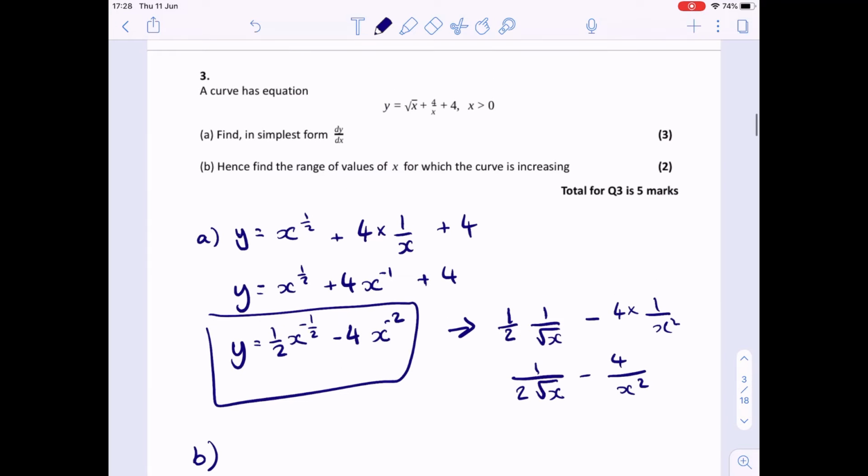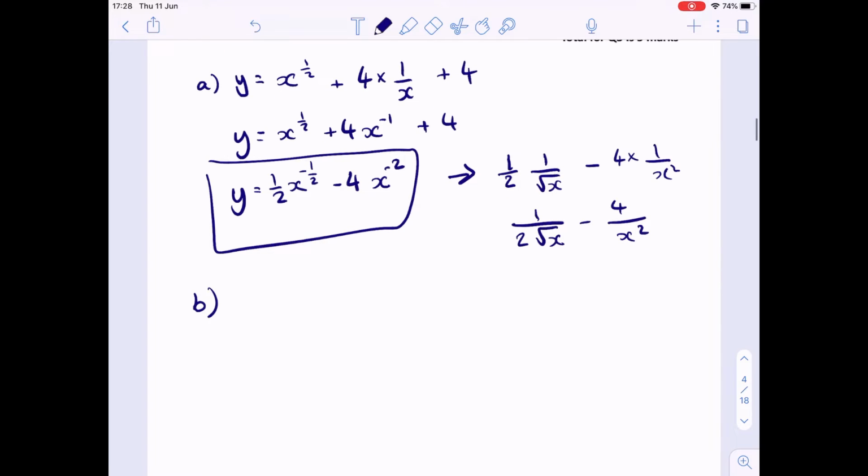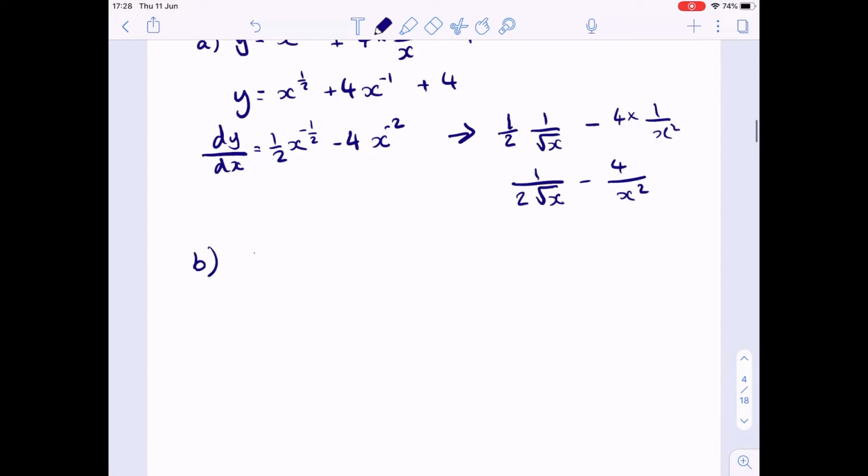Okay, and hence find the range of values of x for which the curve is increasing. Now, if the curve is increasing, oh, actually, I've made a little mistake there. I've labelled this as just y, haven't I? Whereas actually, this is dy by dx. Okay, so this curve is increasing when dy by dx is greater than or equal to 0, or you could get away with saying dy by dx is greater than 0. Both of those are acceptable approaches, but we're keen to show this.